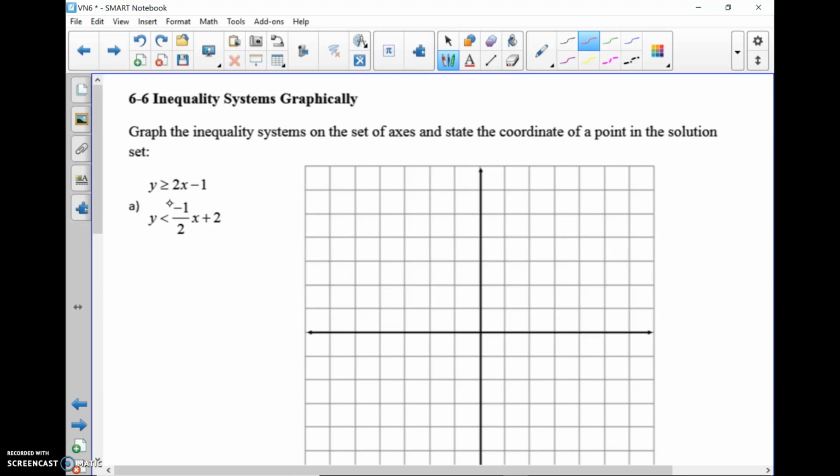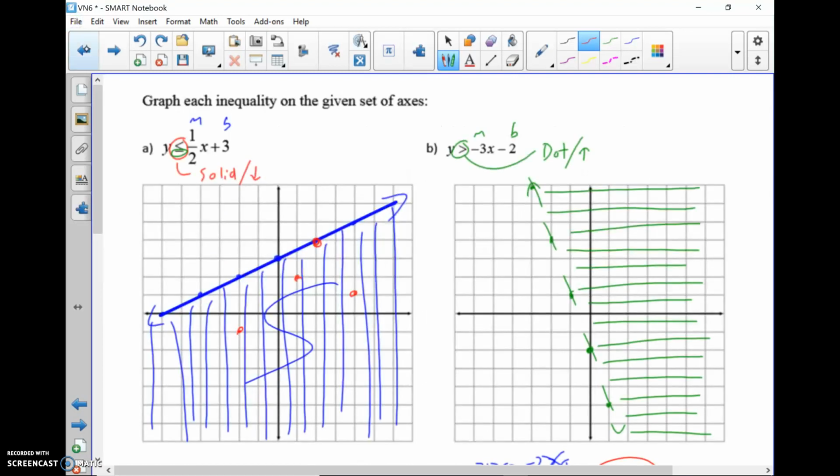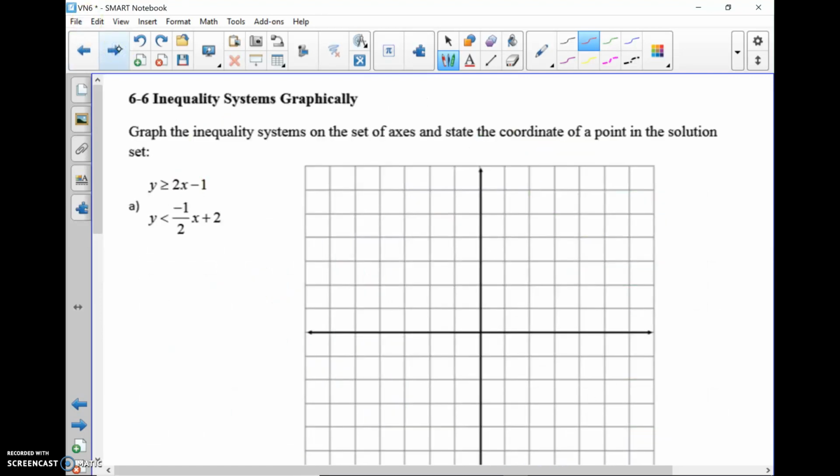So basically, just like when you graphed linear systems, graph one line, graph the next, where do they cross? Well, here we're going to graph one inequality, graph the second inequality, and see where they cross. So it's nothing new. It's still just graphing inequalities, and you're going to graph them one at a time, but in the end, we're just going to look at the picture and see, all right, where are they overlapping?